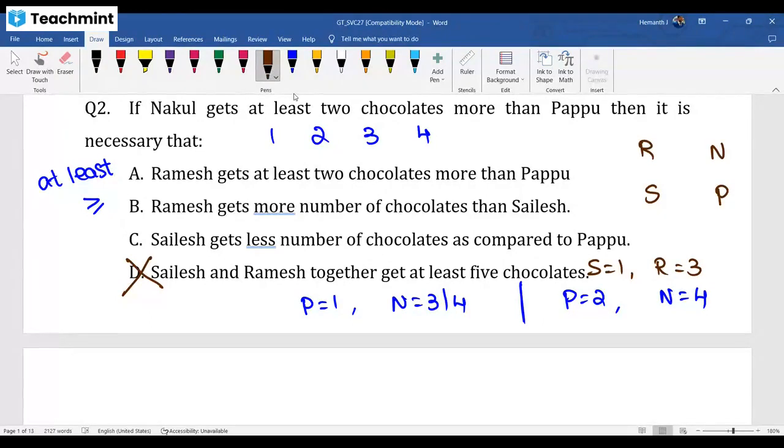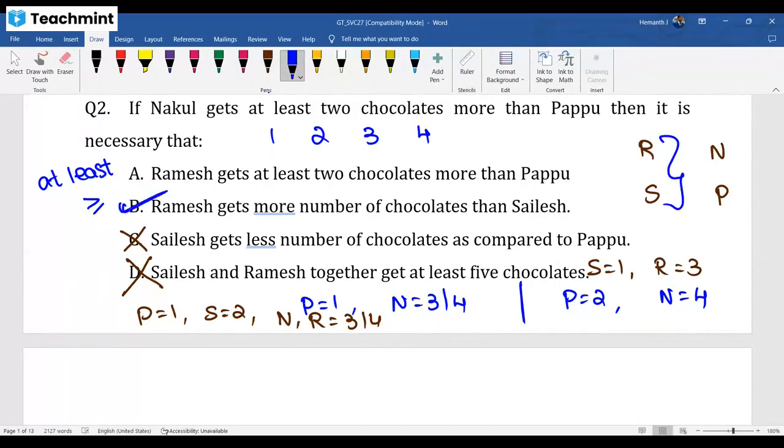They are asking which is the correct one. Sailesh gets fewer chocolates as compared to Pappu? No. Suppose in this case Pappu is 1, Sailesh 2, then Nakul or Ramesh can be 3 or 4. Nakul 3 means Ramesh 4, or Nakul 4 means Ramesh is 3. Still, we cannot say Sailesh gets fewer. Ramesh gets more chocolates than Sailesh, that we know already. This is straightforward. In the question we already know Ramesh gets more than Sailesh.